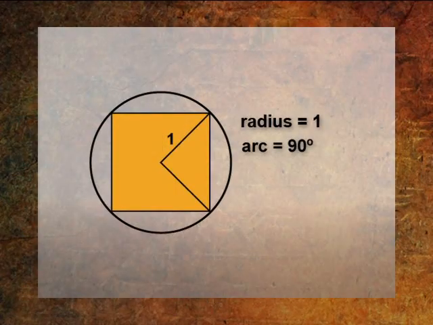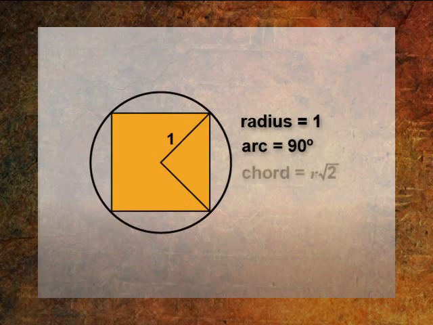So the chord length is always described in terms of the radius. If I take an arc of 90 degrees, that's a quarter of a circle. And if I know the radius, it's simply the length of a diagonal. And so the chord of 90 degrees of arc is going to be the radius multiplied by the square root of 2.